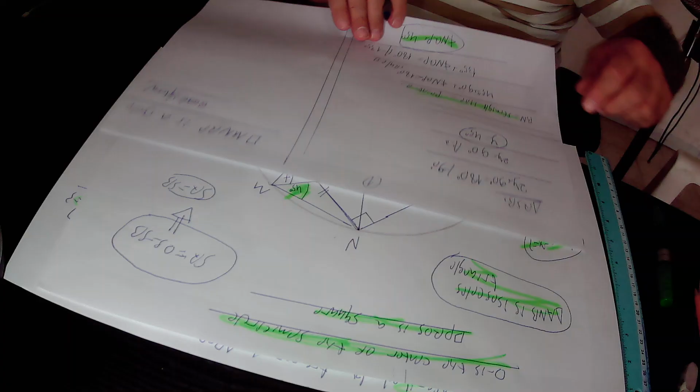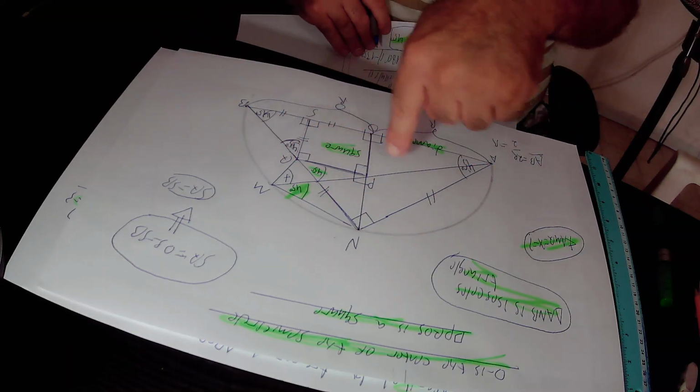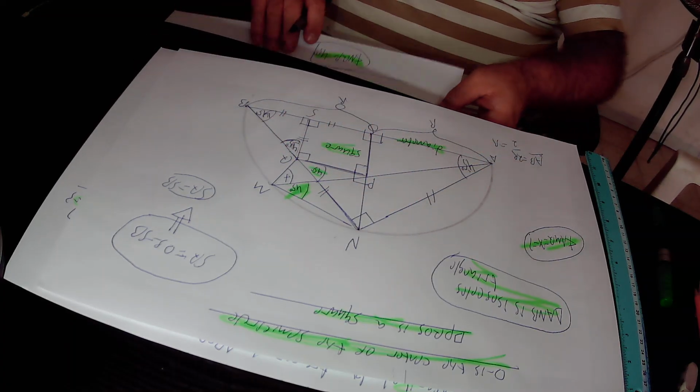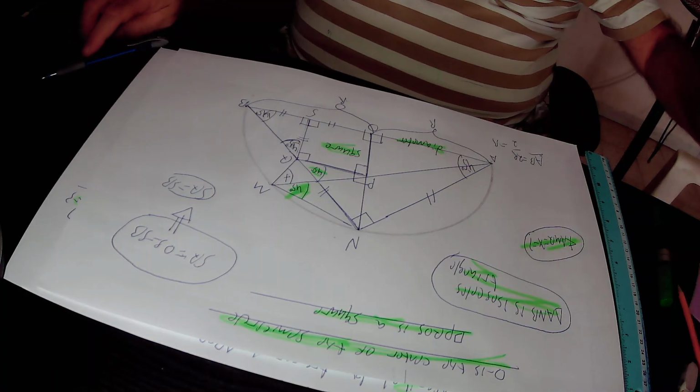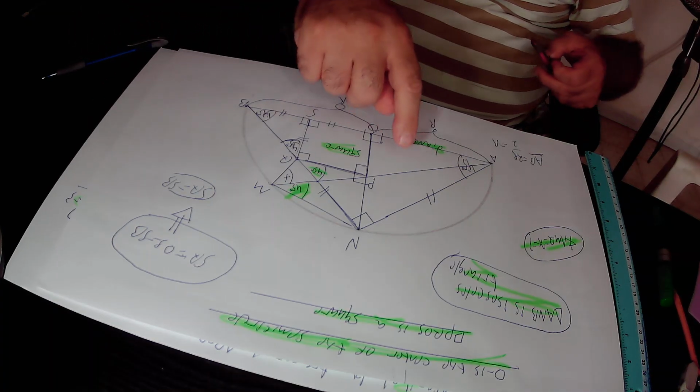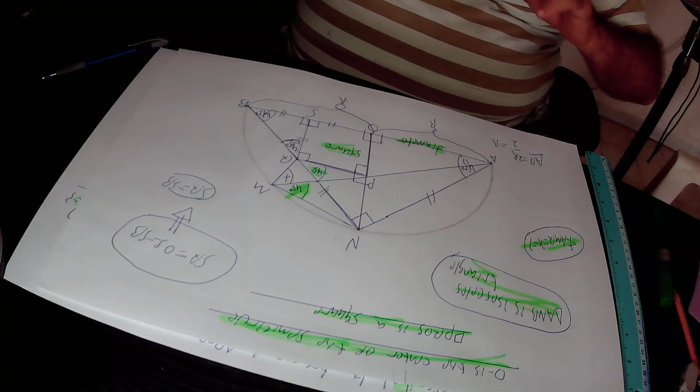So we can block this quadrilateral NMQP by a circle. So I can actually block this quadrilateral by a circle. So we'll do it now.